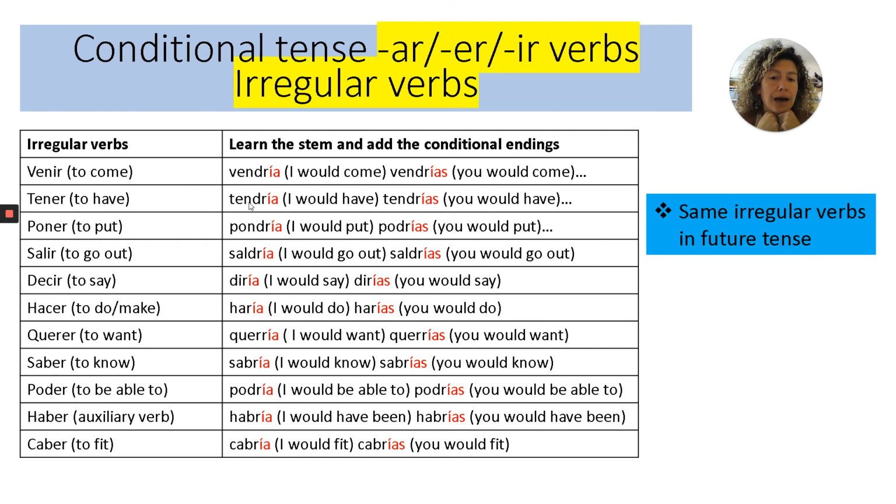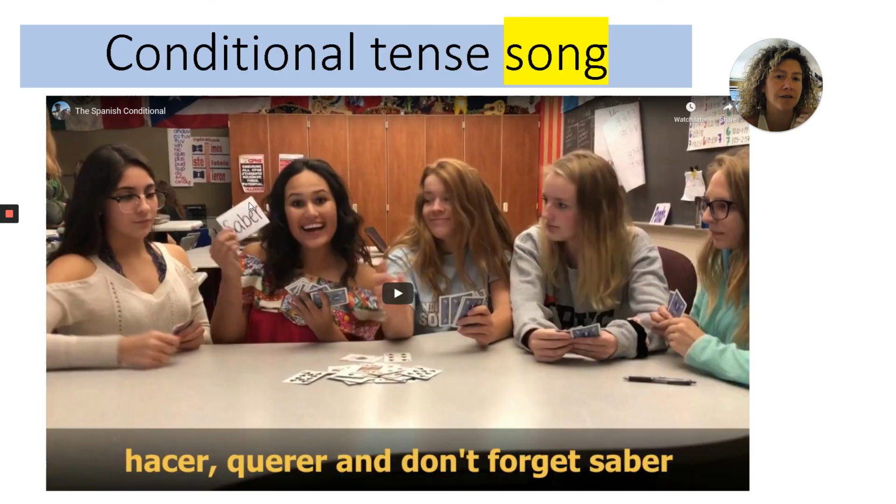Now, I'm afraid I don't have a song for the conditional tense. I did have one, but I didn't like it. So what I've done is I searched on the internet and found a song that is quite cool and it's made by a bunch of students in an American school. The link is there and I need you to really learn this song, because it does include regular and irregular verbs. So I need you to be masters of this conditional tense.